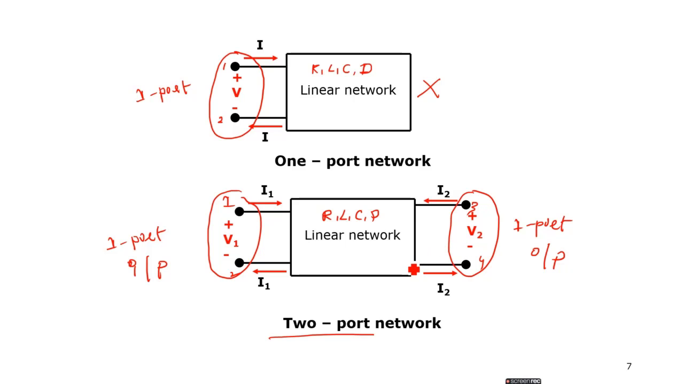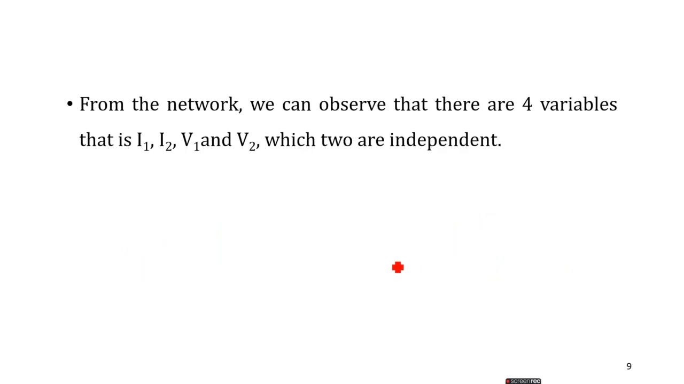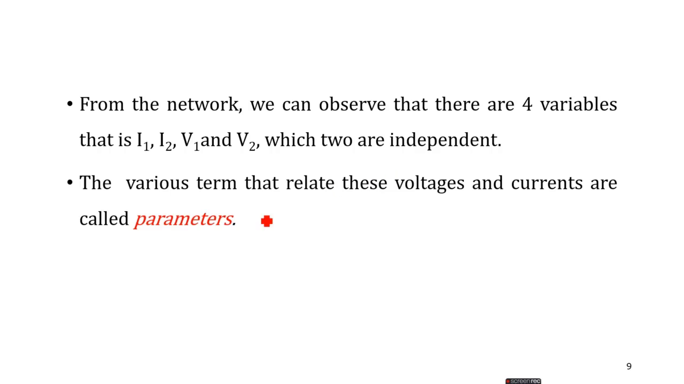In a four terminal network or a two-port network there will be four parameters, of which two are independent. The various terms that relate these voltages and currents are called parameters. So parameters are I1, I2, V1 and V2. These parameters are studied with respect to Z parameters.